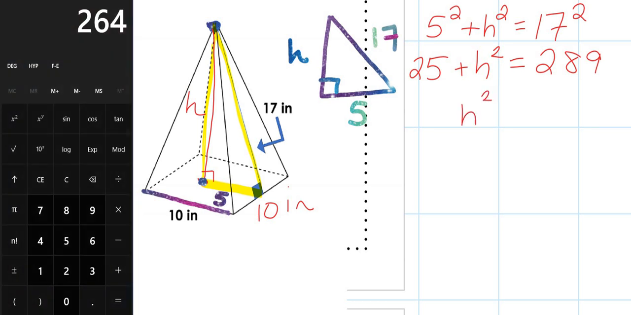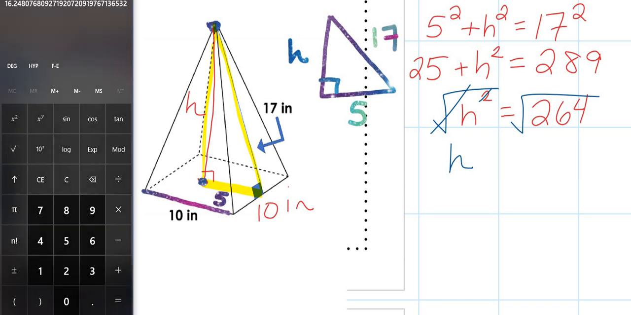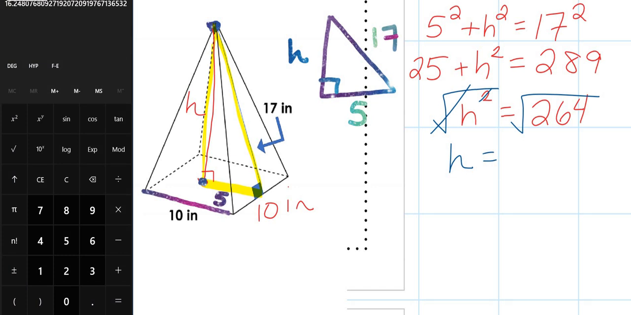H squared equals 264. But we want just h. We just want the height, not the height squared. So we're going to square root both sides. So the square and the square root cancel. So your height, let's see if it's a nice pretty number. Nope, not a pretty number. So we're going to leave it as square root of 264 for now. You don't want to round early. So our height is the square root of 264. Now we're ready to find the volume because we were missing the height before, but now we've solved for it.